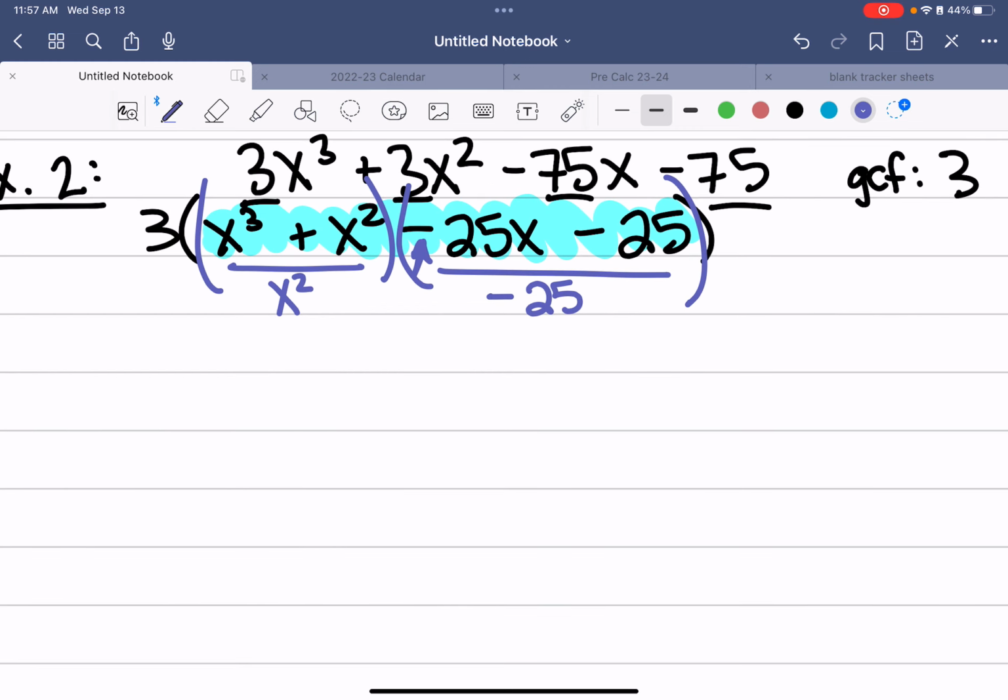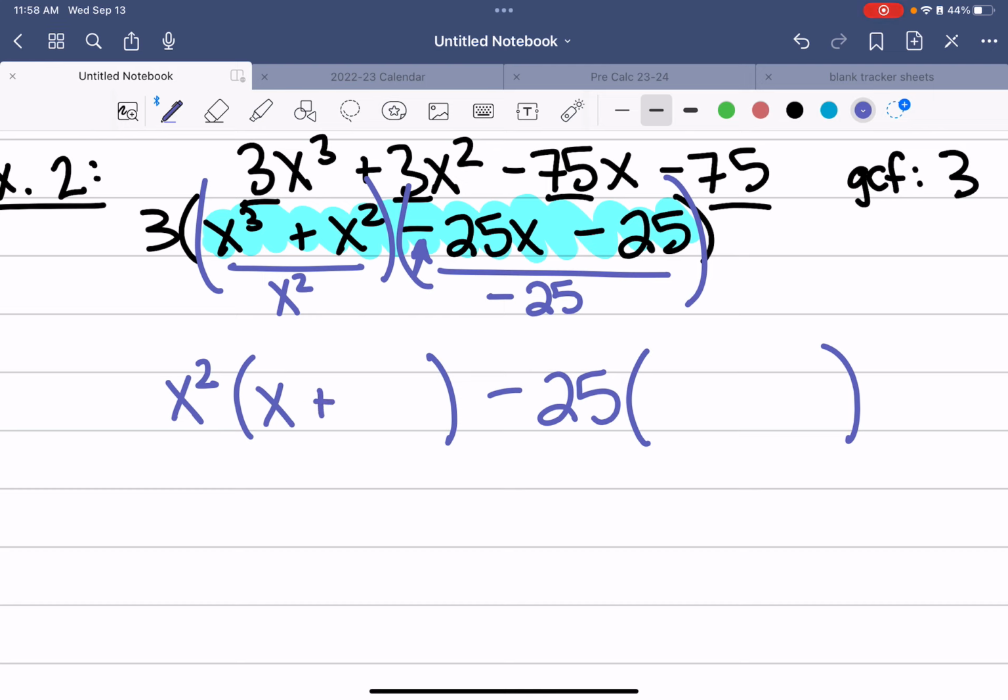Now I'm going to go ahead and actually divide out my GCFs. So I'm taking out my x squared from this first pair, and then I'll take out my negative 25 from this second pair. So here, my first pair, I have x cubed divided by x squared, would just be x. And then I have plus x squared divided by x squared, anything divided by itself is 1. So inside my parentheses, I have x plus 1. If I do the problem correctly, I should also have x plus 1 right here in these parentheses as well. So negative 25x divided by negative 25, anything divided by itself is 1, and I still have that x left over. Here, negative 25 divided by negative 25, anything divided by itself is 1, so I have a positive 1.